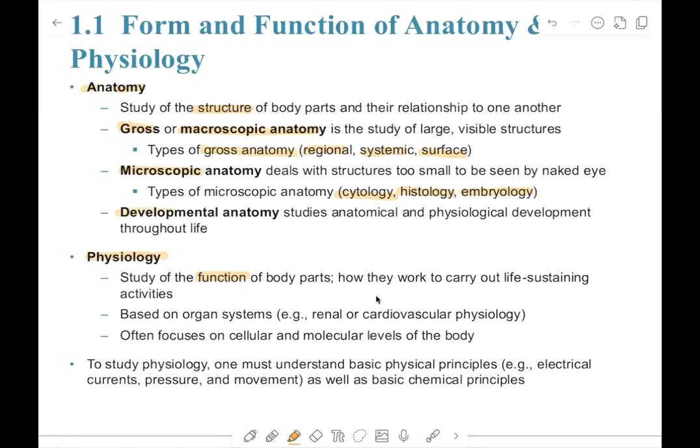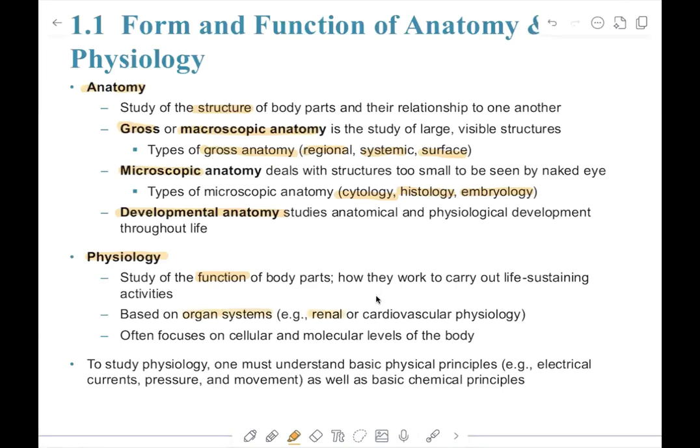Developmental anatomy would be even more extensive. It's the anatomical development all through the life of the person. So going from a single cell organism to an embryo to a fetus to a person. So the physiology then is basically how these activities are carried out. So it's the why. And they're based on the different organ systems, so you'll need to know those.